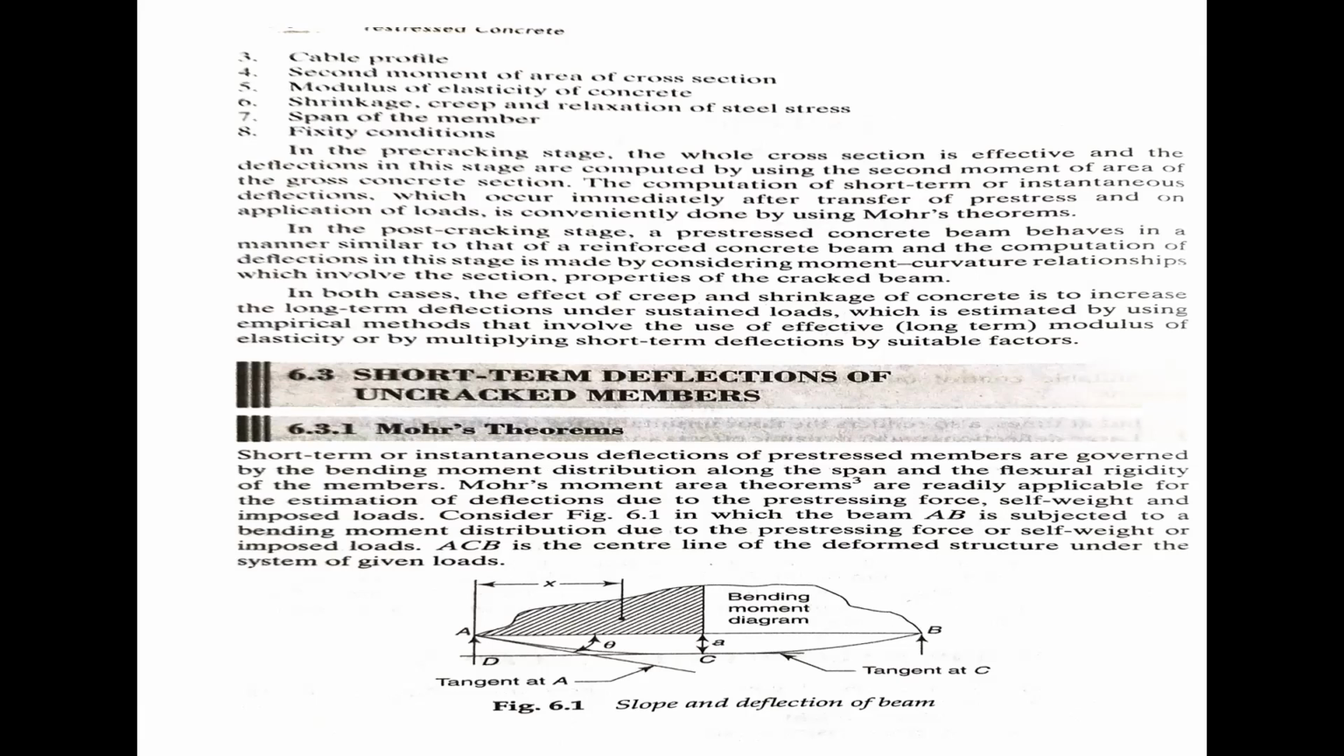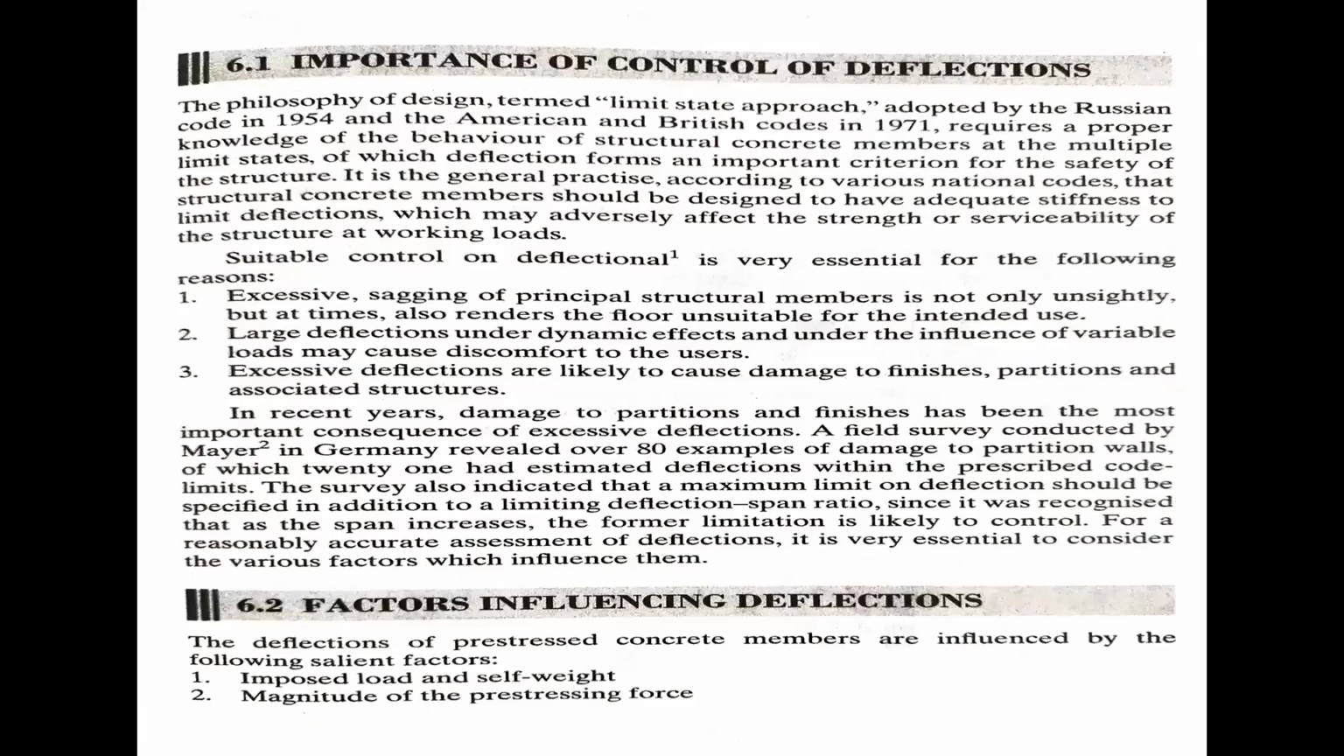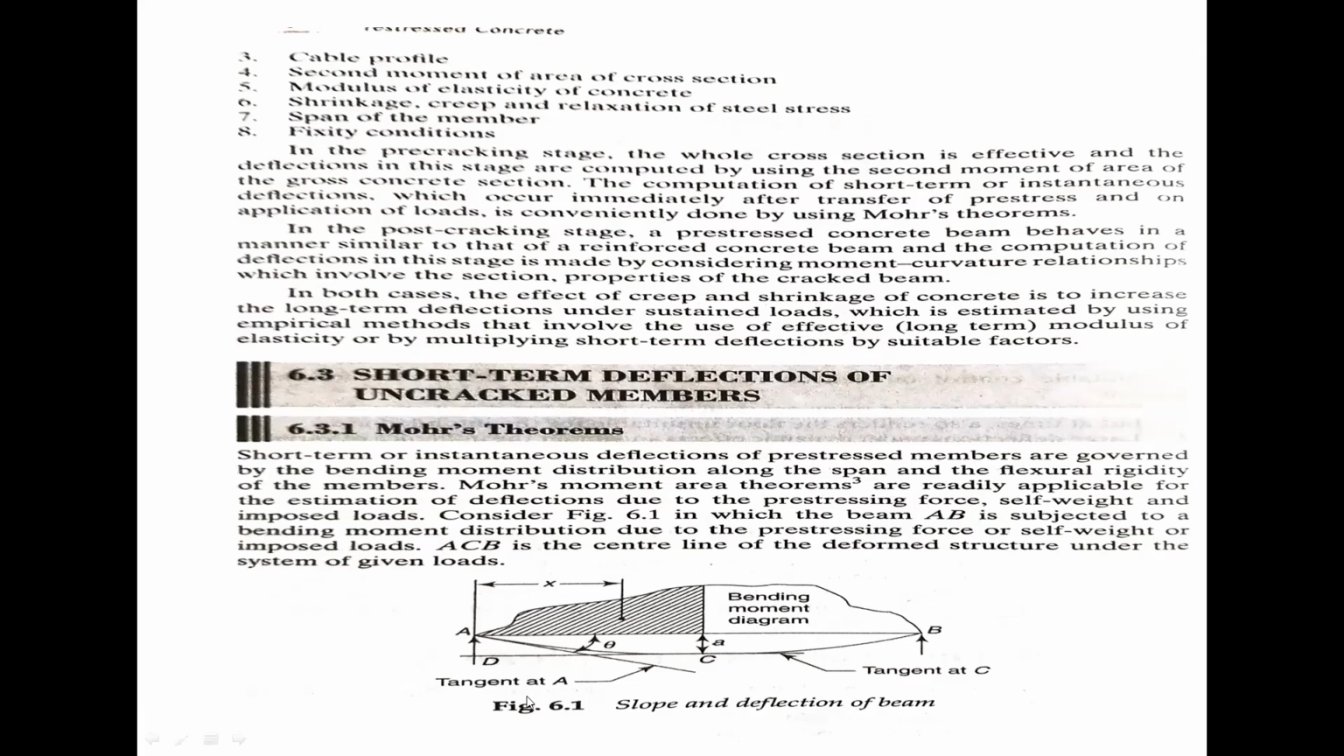These factors are influencing deflection for prestressed concrete members. Total 8 factors. First one, imposed load and self weight. Second factor, magnitude of prestressing force, cable profile, second moment of area of cross section, modulus of elasticity of concrete, shrinkage, creep, and relaxation of steel stress, span of the member, and the fixity condition.